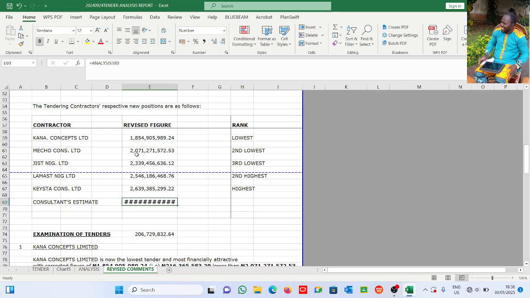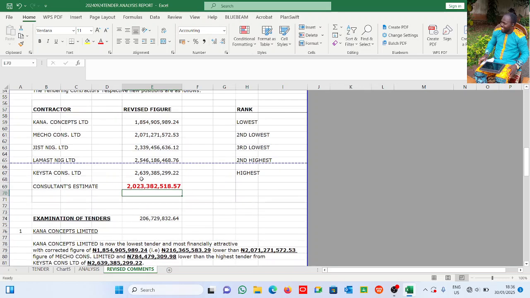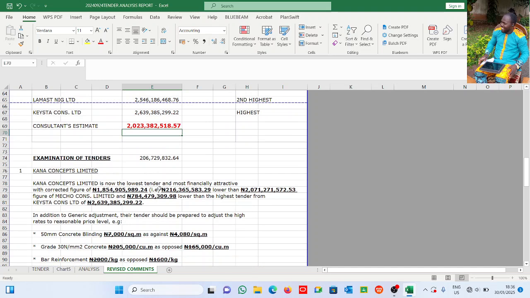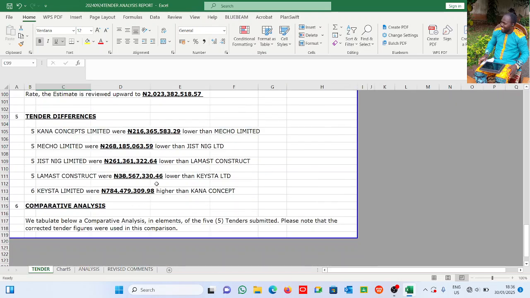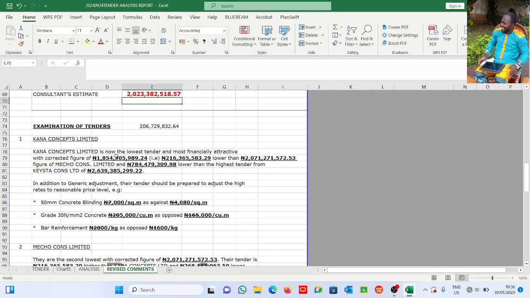Let me highlight this so that we will know that is the QS's or the consultants' or the contractors' QS's position. All right, this is what we have. Lowest, second lowest, third lowest, second highest, and the highest. Of course, this same thing we did here, where we did the analysis, also here, these differences. Now basically what we have here is this. We say Canal Concept is now the lowest tender and most financially attractive because it is the lowest.